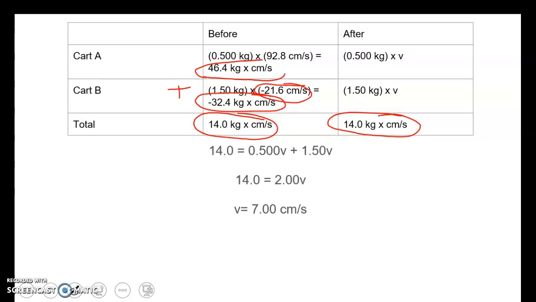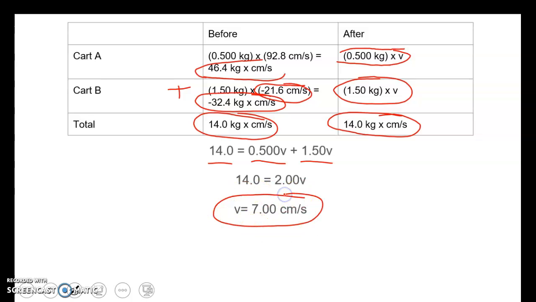Once I know the final momentum, then I look at what I know at the end. Cart A is traveling at a certain velocity, and cart B is traveling at the same velocity because they're stuck together, so we just use V. So 14 is equal to 0.5 V plus 1.5 V. I add my V's together to get 2 V equal to 14, just a quick division by 2, and it tells me that the velocity is 7, but it's positive, which means both carts are going to the right 7 centimeters per second.